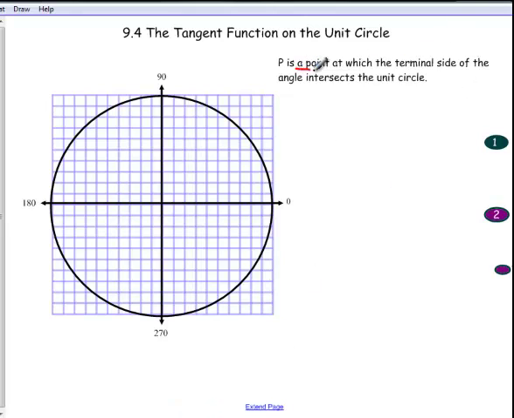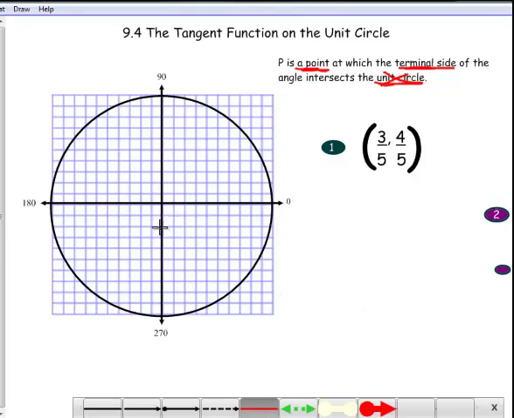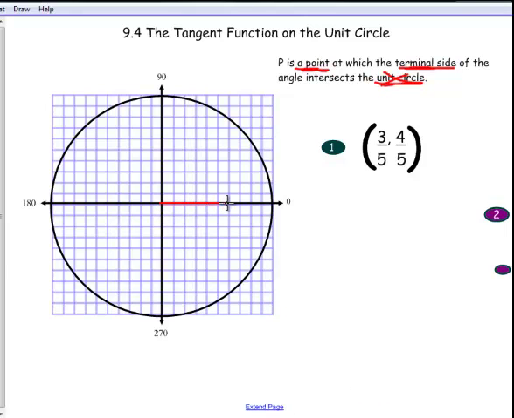P is a point on the terminal side of the angle that intersects the unit circle. Okay, well, looking at this right here, I've got my unit circle. Where's my point? Oh, right here. Let's look at an easy point. The point 3/5, 4/5. So that means I went over 3/5 of the way, and then I went up 4/5. And this is cosine.